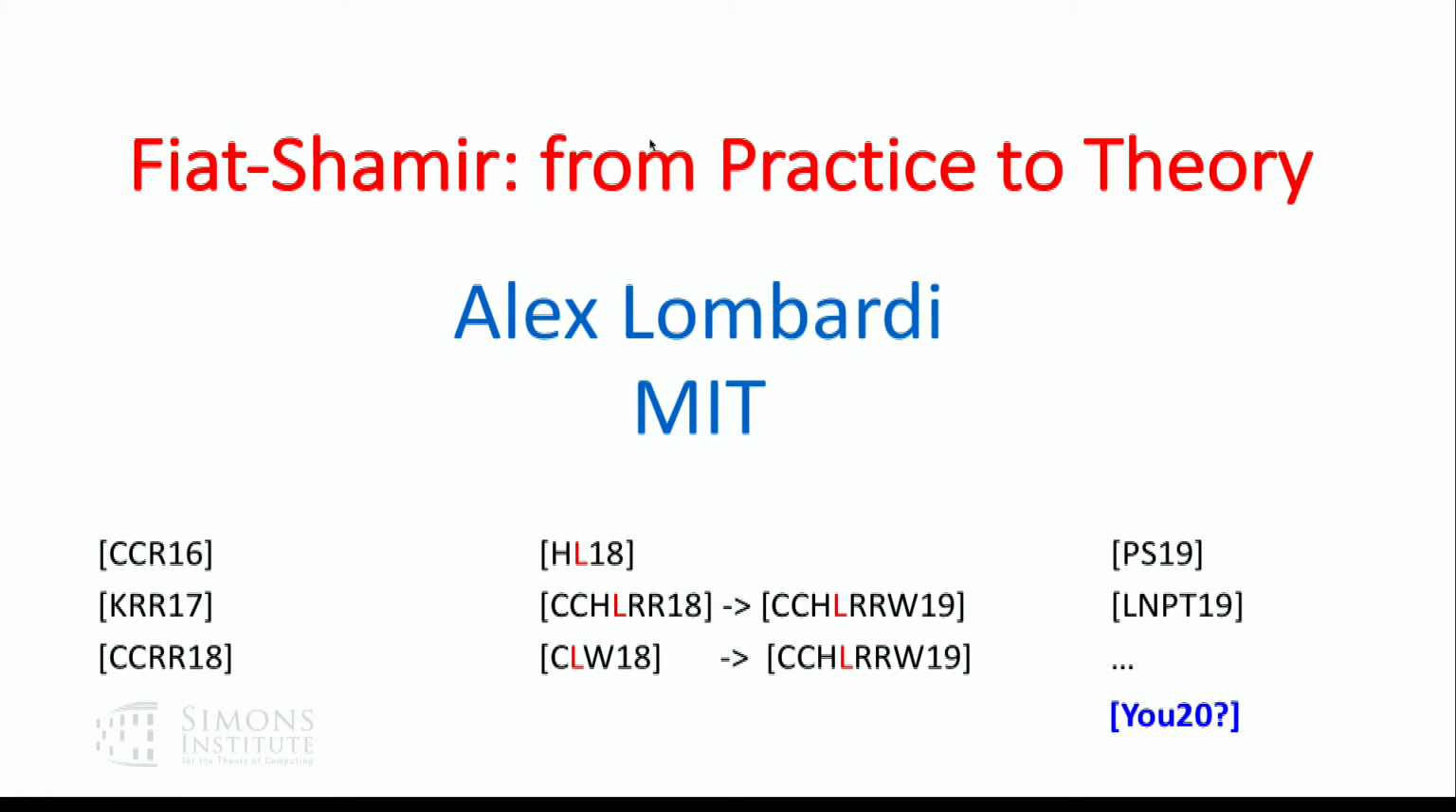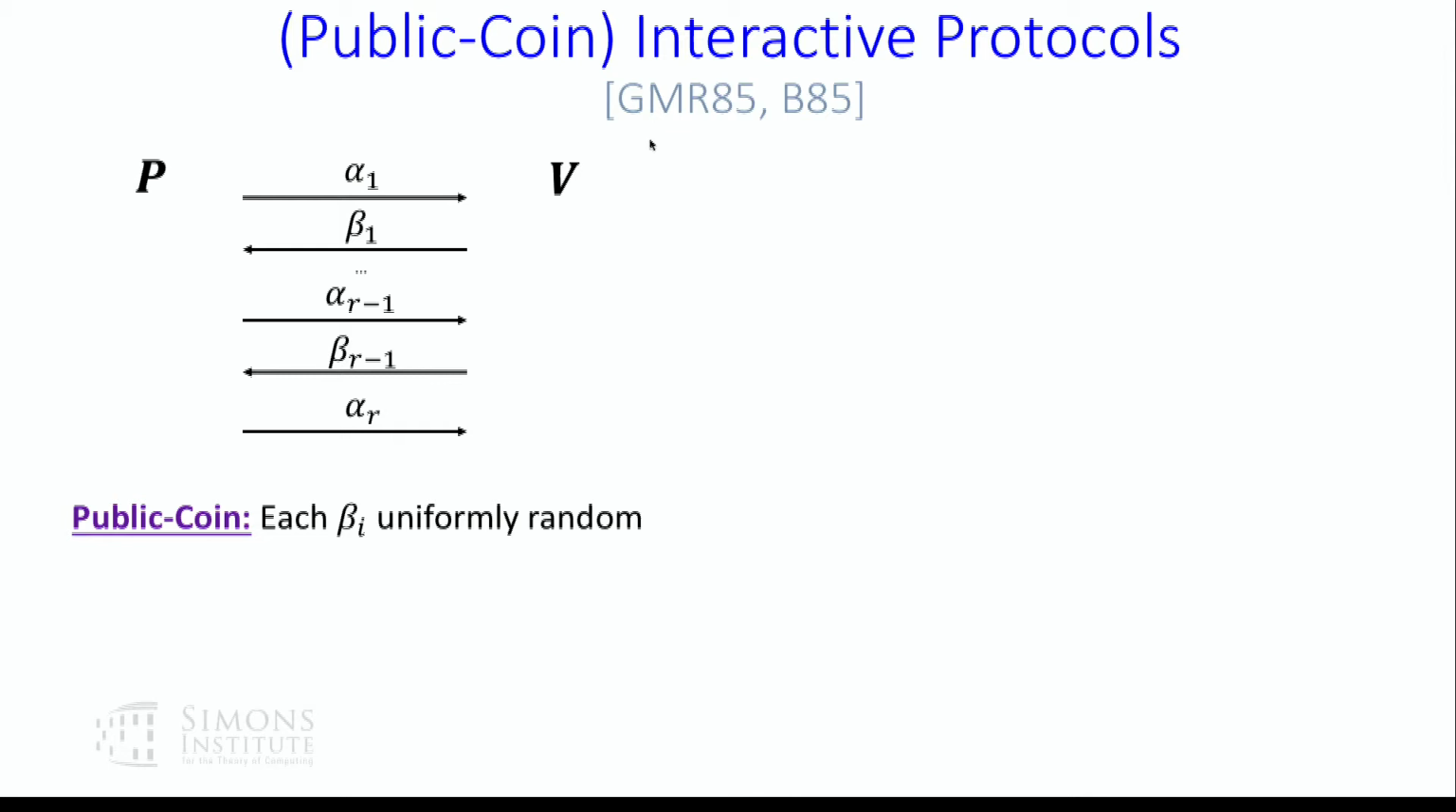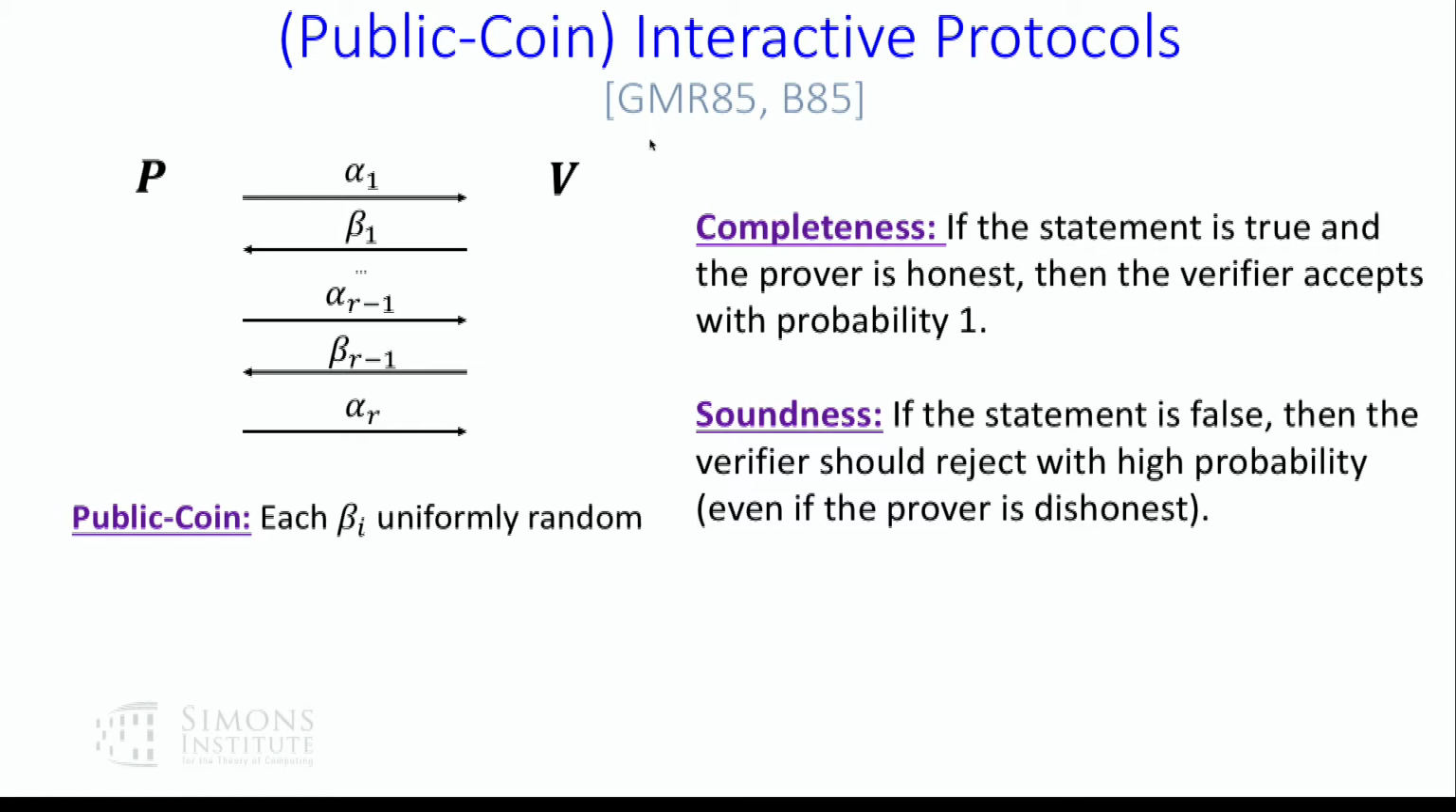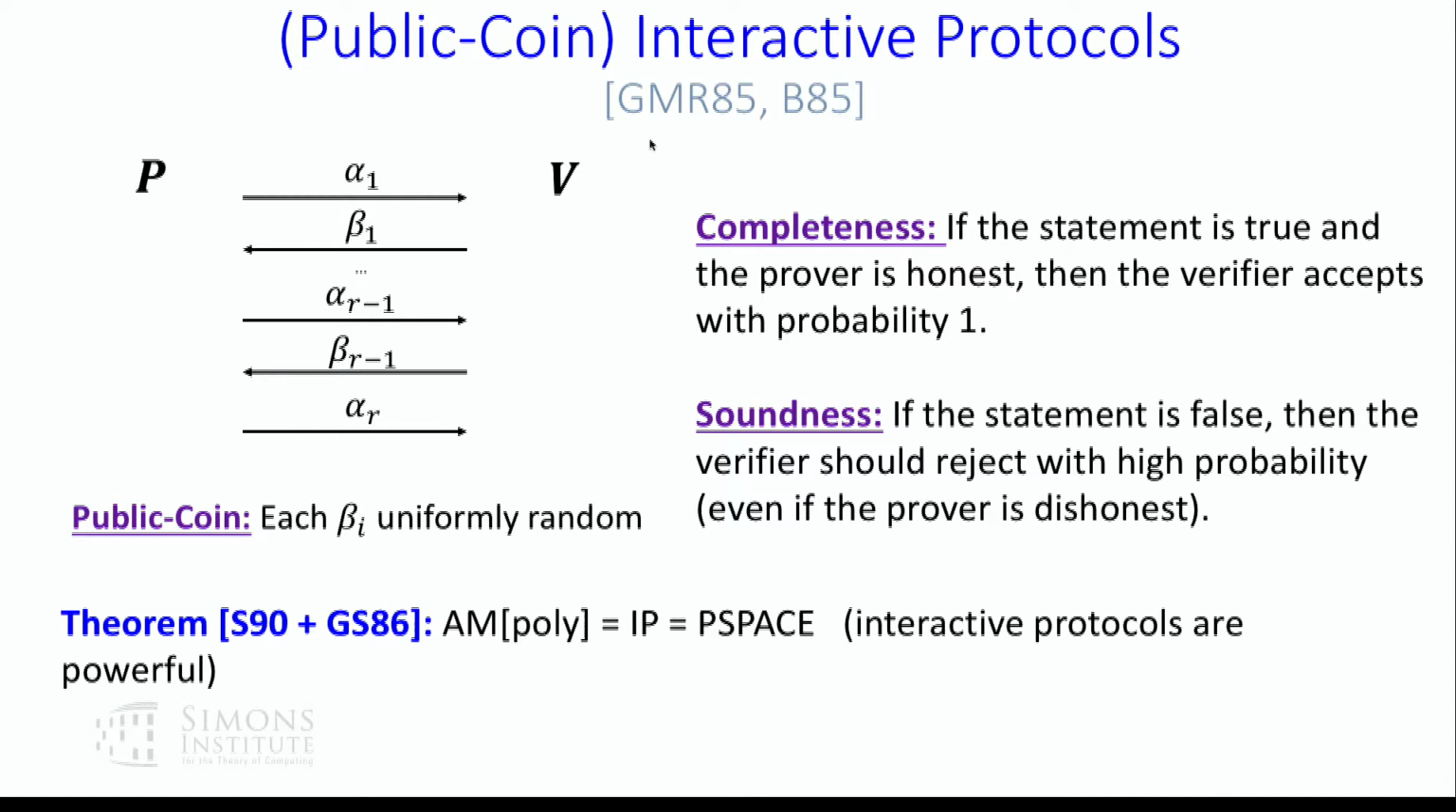Okay, so I'll bore you for a couple of slides with stuff you already know. We're talking about public coin interactive protocols, which means that we have an interactive protocol where every verifier message is uniformly random, and satisfying the standard completeness and soundness conditions. So this is a model of computation, and we've known for a long time that it's a super powerful model of computation.